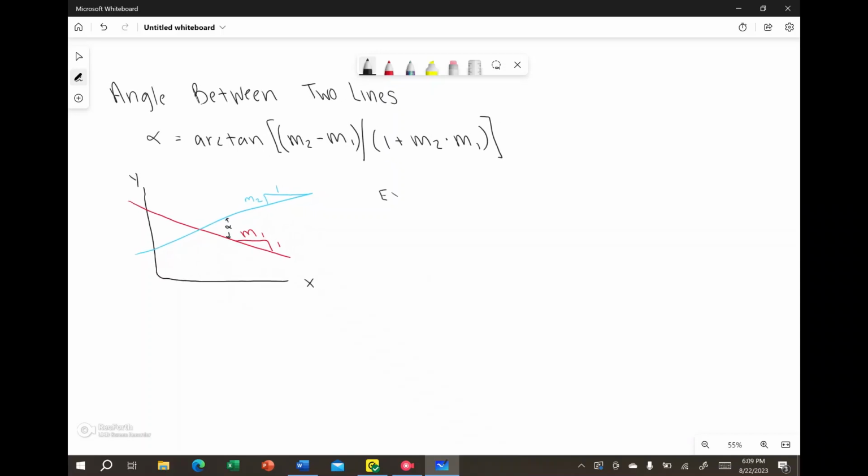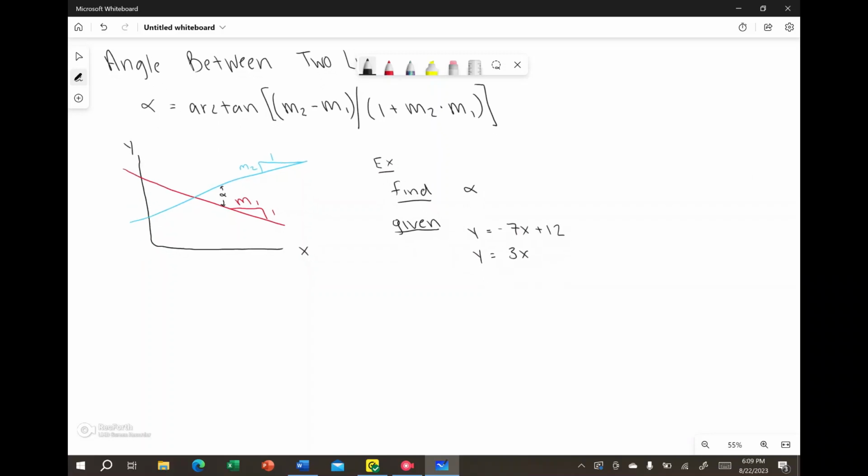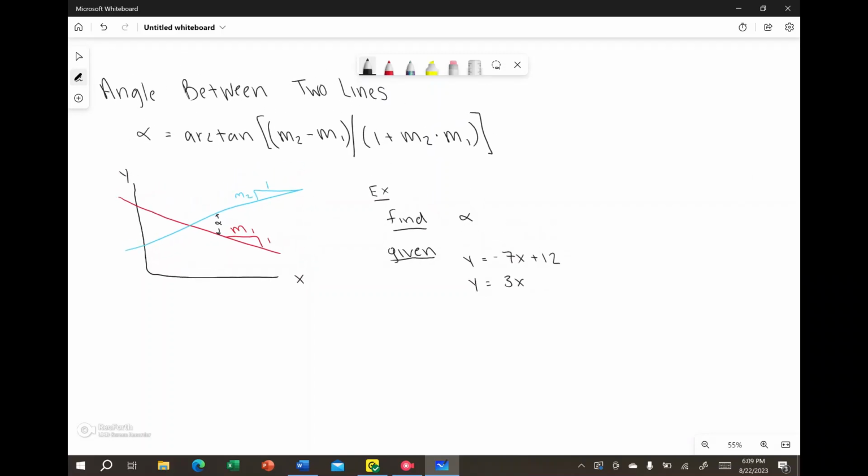The best way to show you how this formula can be used is with an example. We're going to try to find the angle between the lines y equals minus 7x plus 12 and y equals 3x. With these in the standard form of an equation, y equals mx plus b, we are automatically given the slopes m1 and m2. Now we just need to assign which one is which.